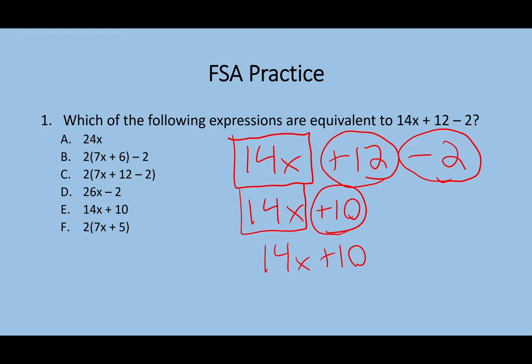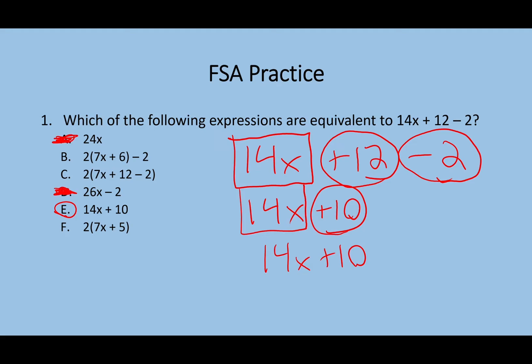You automatically know E is going to be correct. It matches perfectly. Now for the other options, let's check it out. D is going to be wrong. You know that there's no way I'm getting my 14x to get to 26. That's wrong. All right. A is going to be wrong. I have 14x plus 10. There's no way I'm getting to 24.